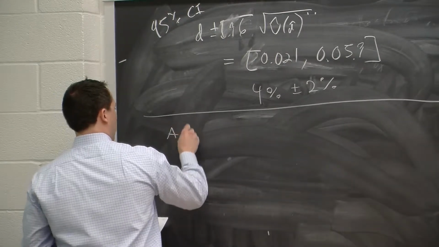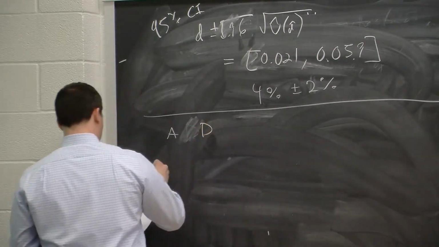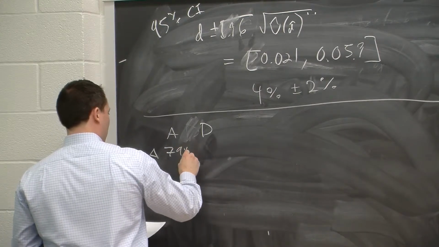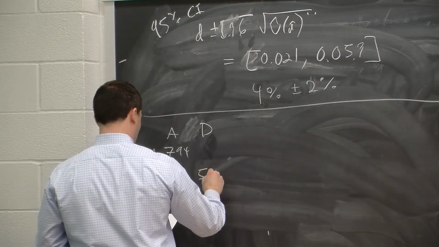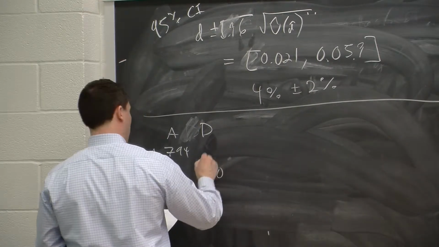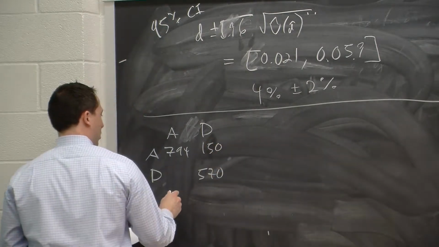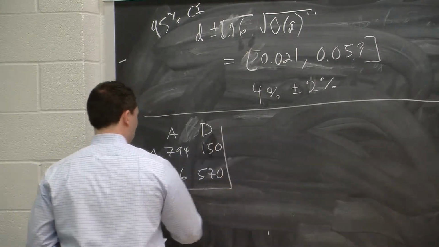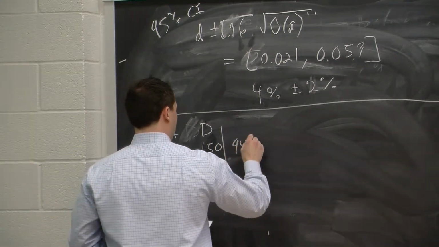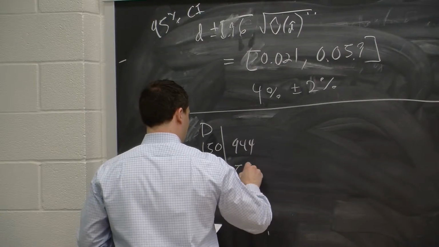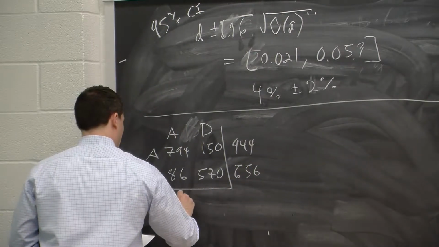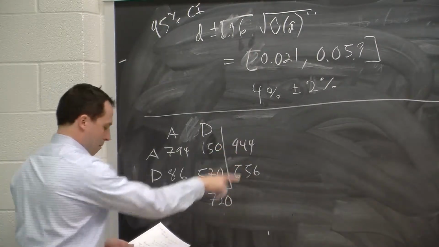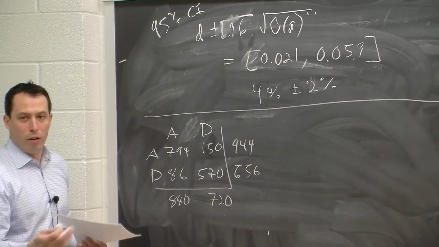So what would exactly the same numbers be? Well, the truth, the table we had, was this. 794 kept approving. 570 changed their opinion. 150 went from approving to disapproving. And 86 went the other way. And the totals were 944, 656, 880, 720. So these totals become the data if we don't know what happened.